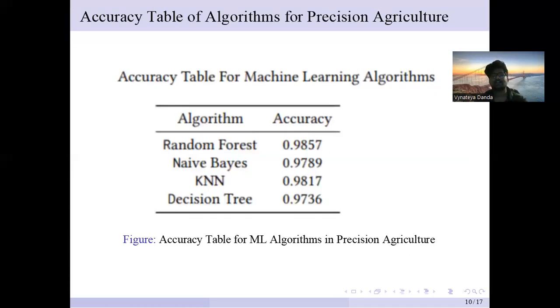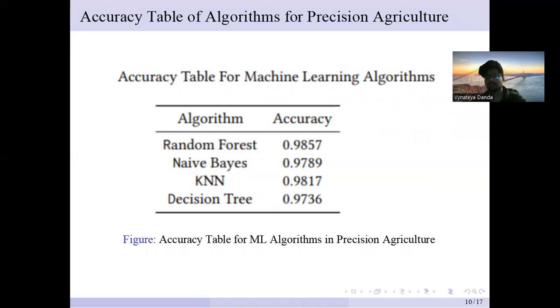So here you can see the accuracy table of algorithms for precision agriculture. After performing all of these algorithms like random forest, naive Bayes, KNN, and decision tree, these are the accuracy results. Random forest has the most accurate results, which is 0.98, approximately 98%. After that, the KNN got its most accurate result, which is 98.17, a slight difference from random forest. After that, we got a good result from naive Bayes followed by decision tree.